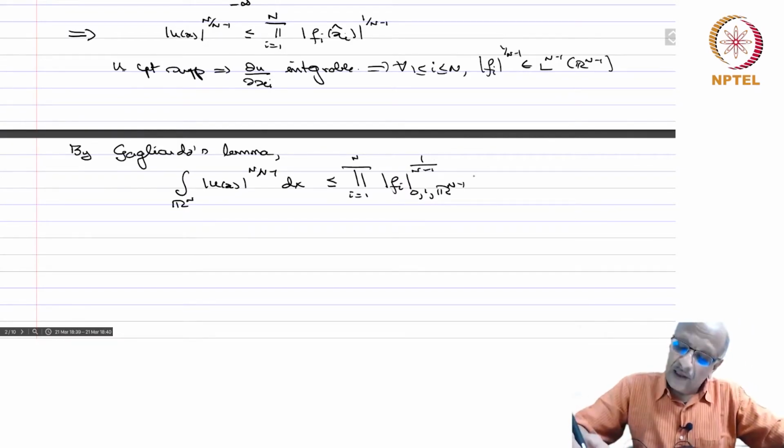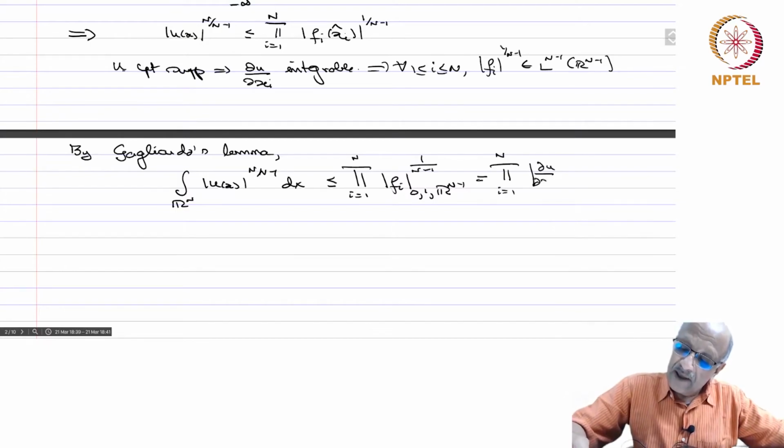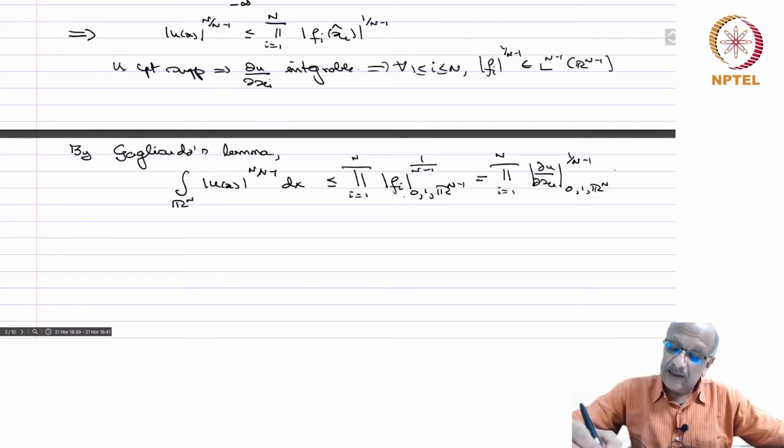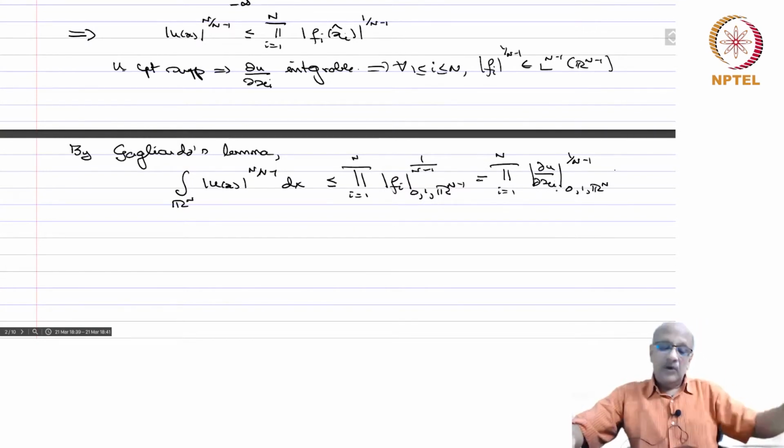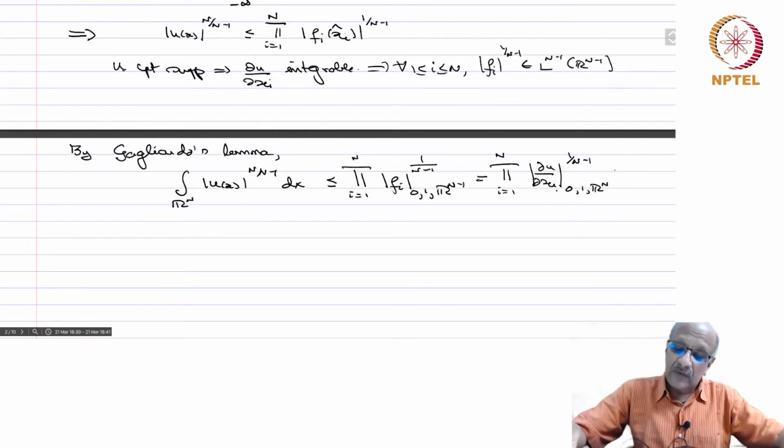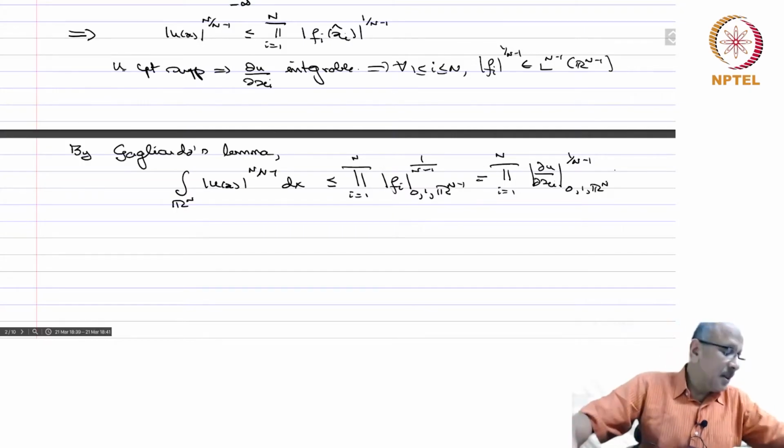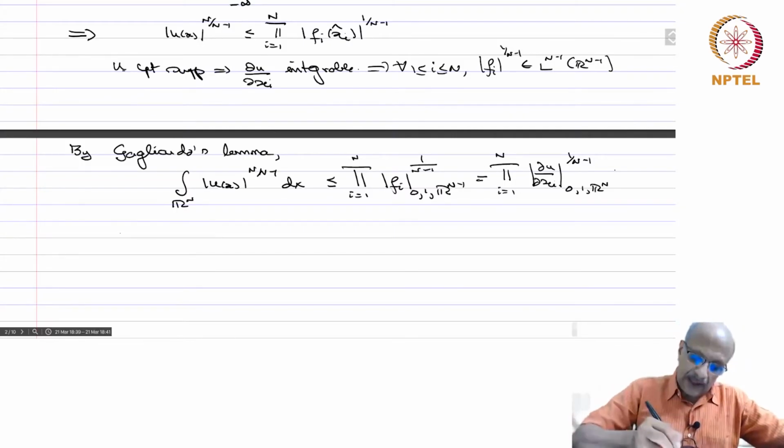So that is equal to the product over i equals 1 to n of the norm of du by dxi in L1 of Rn, and then power 1 by n minus 1 that remains, because when I integrate fi in Rn minus 1, that will give you du by dxi, because already in the definition of xi we have integrated with respect to xi, now we are integrating with respect to the remaining variables, so you will get the integral on Rn.